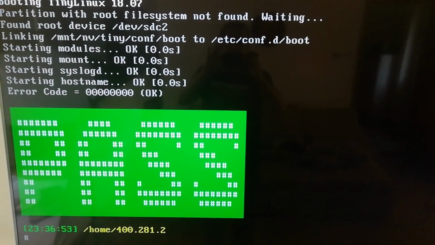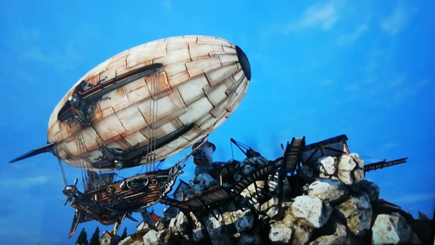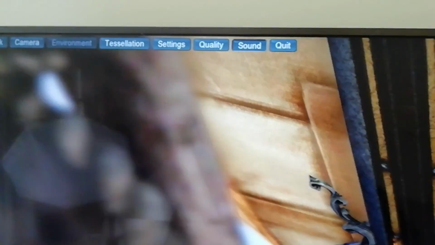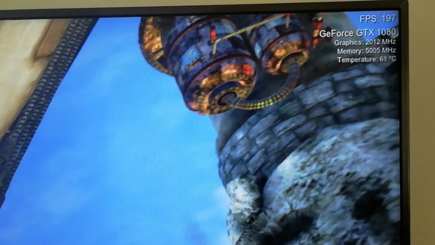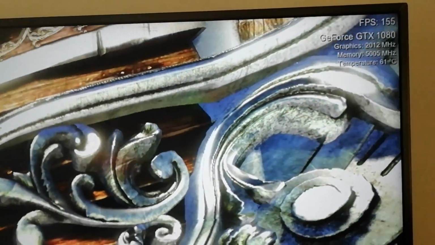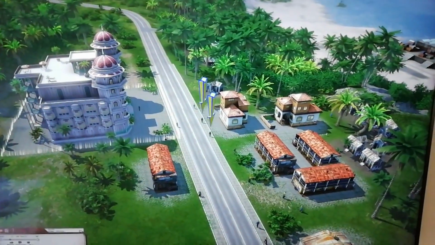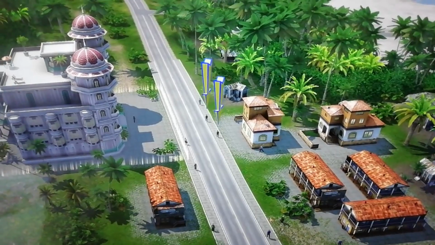The first test is okay. This is MATS running 50 megabytes of memory. Now running a game, it's Tropico, 4K, and all is well.